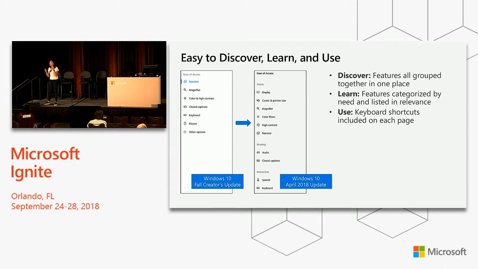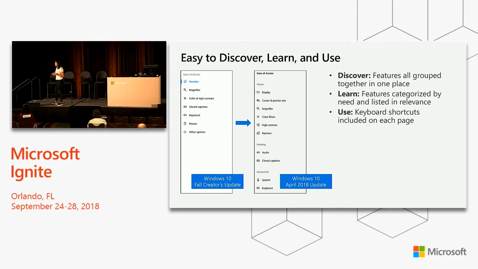And not only have they been broken out by need, but they've also been listed in relevance order. So the features that a bigger number of people could benefit from are listed at the top. And then as you go down the list within vision, it becomes a more and more specific set of criteria. So at the top, we've got display. Anyone could benefit from those features. As you go down the list, at the bottom, you've got narrator, which is our screen reader for predominantly people who are blind. And that becomes a more specific set of criteria.